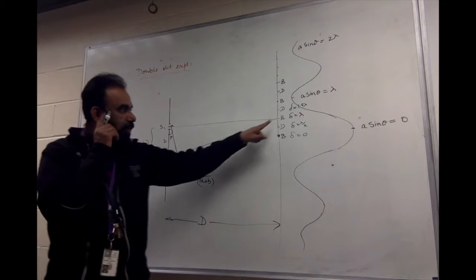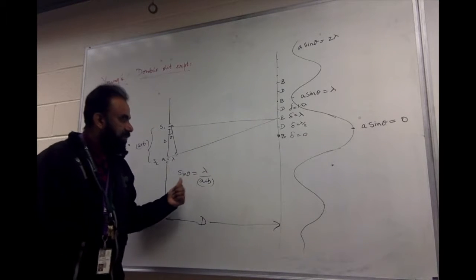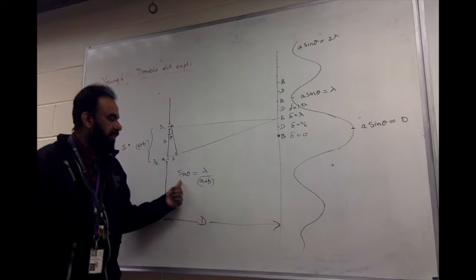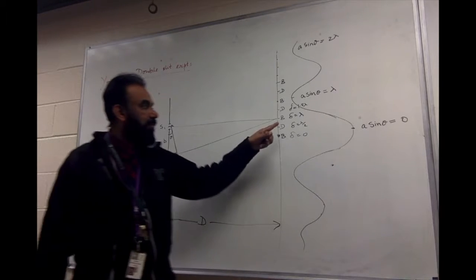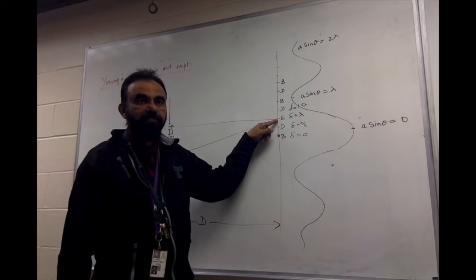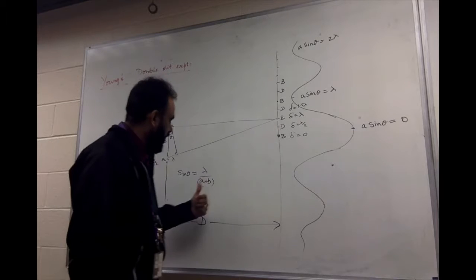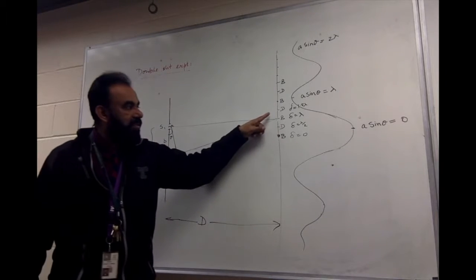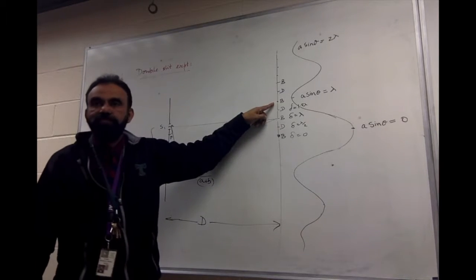What makes this one bright? Sine theta, or (a plus b) sine theta is lambda. That's what makes this one bright. This is bright because of this condition. What is the condition for this brightness?